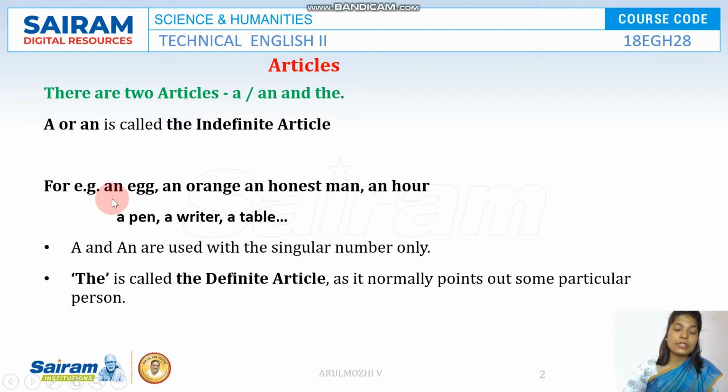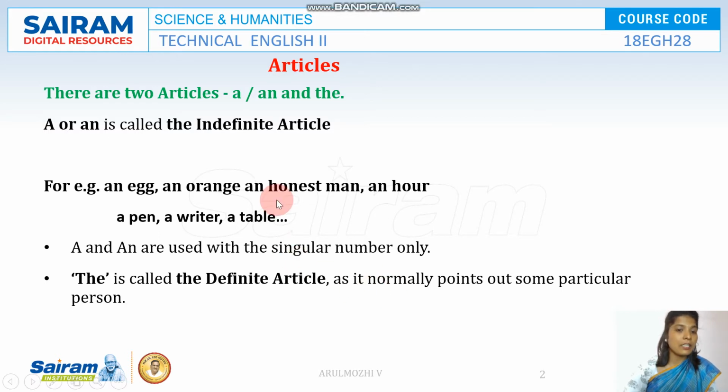Where to use an, and where to use a? An is used before vowel sounds. A is used before consonant sounds. You may ask me, in an honest man, H is not a vowel sound. H is not a vowel letter. Then why do you use an before it? Don't count the letter. Please observe the sound.